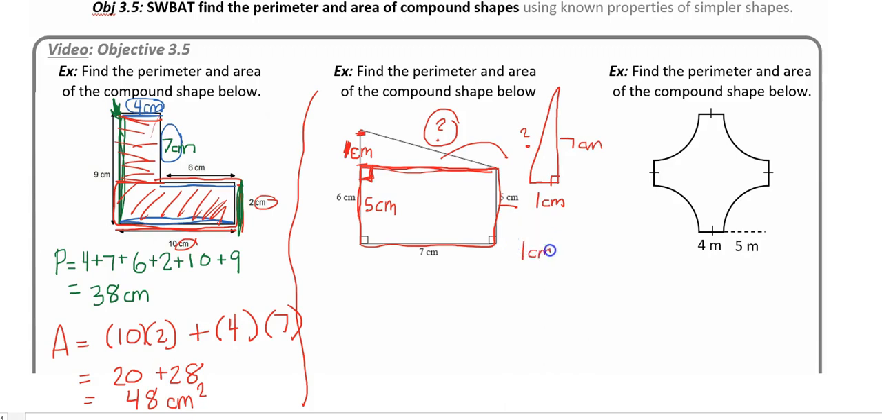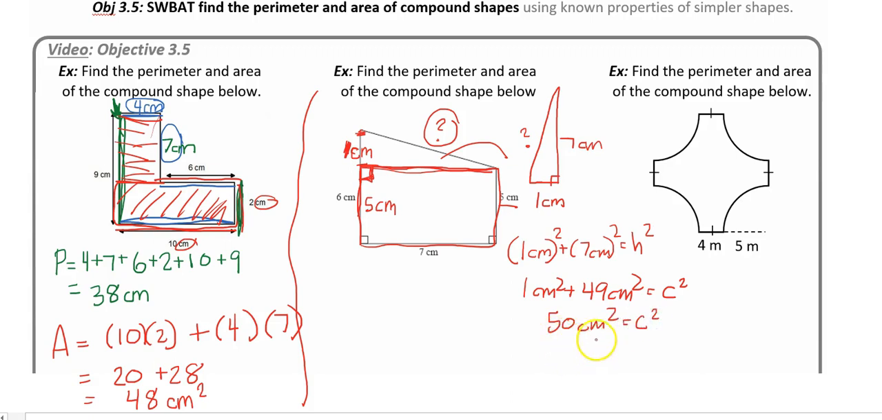1 centimeter squared plus 7 centimeters squared equals this hypotenuse squared. So I've got 1 centimeter squared plus 49 centimeters squared equals the hypotenuse squared. I'll call it c squared now. So we've got 50 centimeters squared equals c squared. So I'll have to take the square root of both sides.